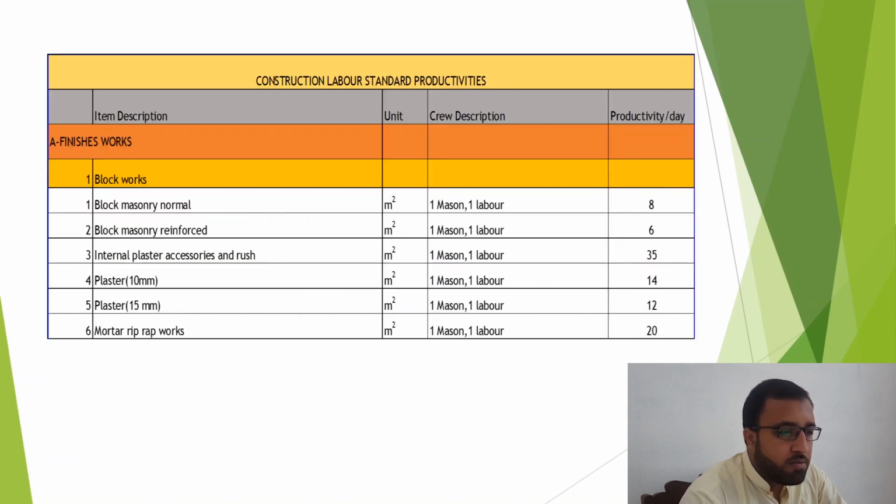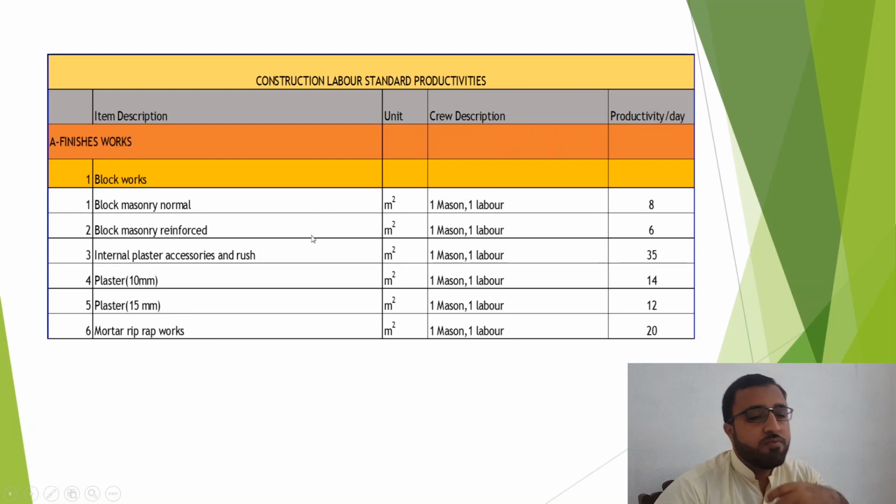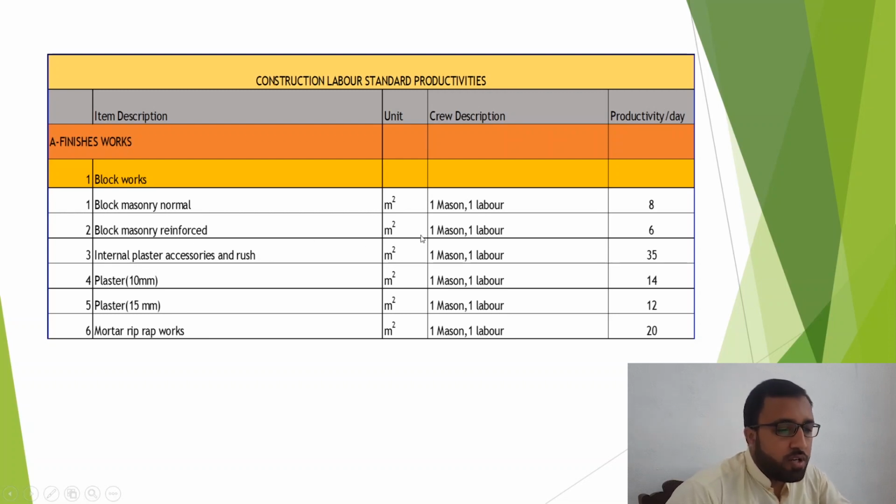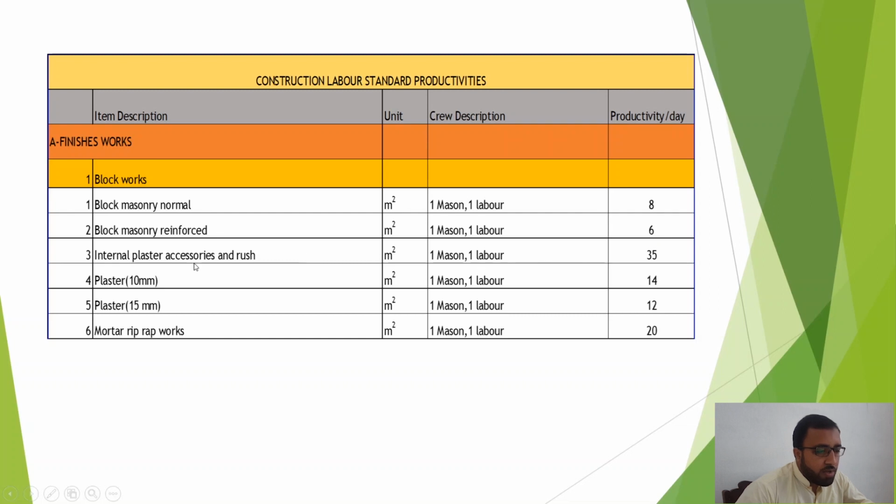So here you can see: finishes work, block masonry normal, unit meter square. Crew description is 1 mason, 1 labor. Productivity per day is 8. So 1 mason and 1 labor can install 8 meter square of block work. Then block masonry reinforced. Obviously reinforced will take more time, so its productivity is less. Then internal plaster, accessories and rush, plaster 10 mm, plaster 15 mm, mortar, rip work. These are common examples of productivities.